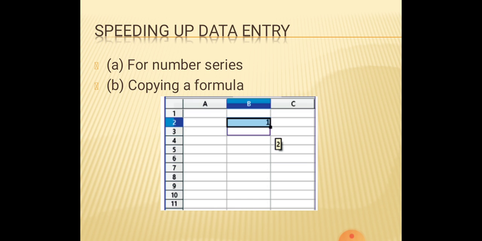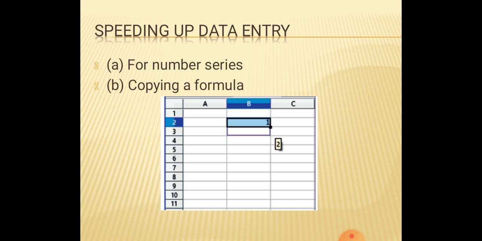So you first type 1 in the first cell and 2 in the second cell, and then a box is highlighted and a small black icon is there, right? That is called the autofill handle. You have to drag that up to the cell that you need.